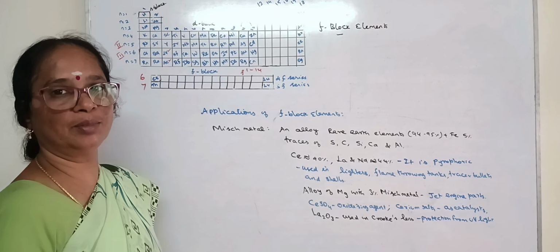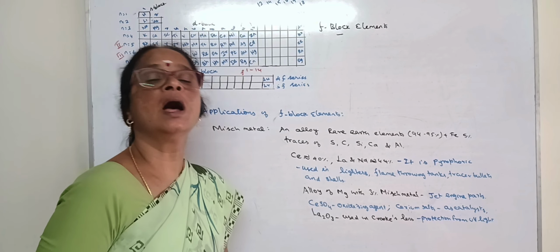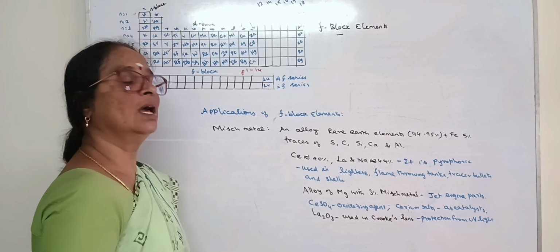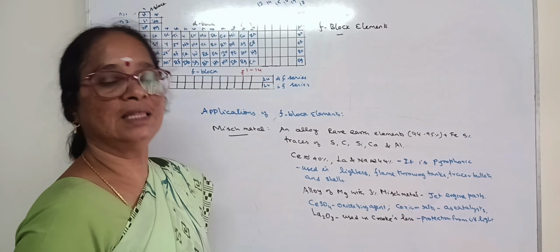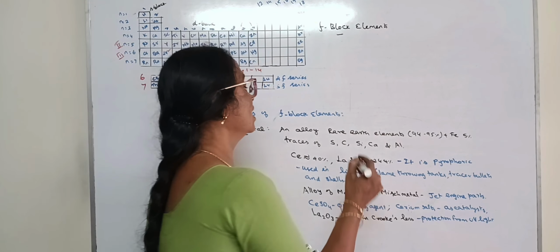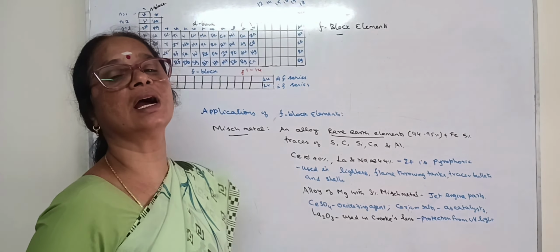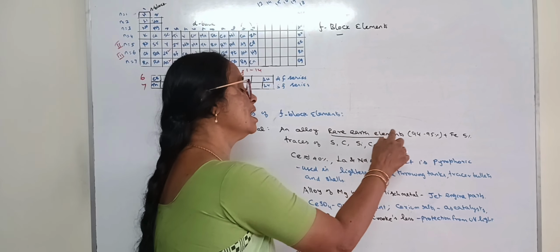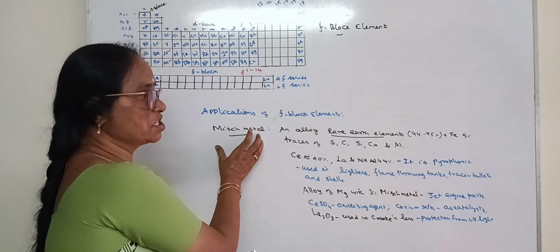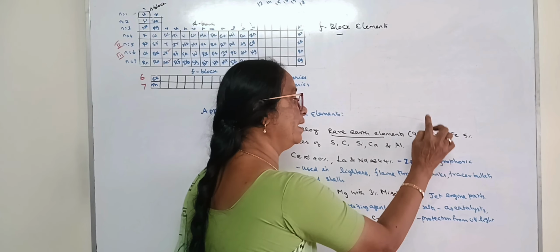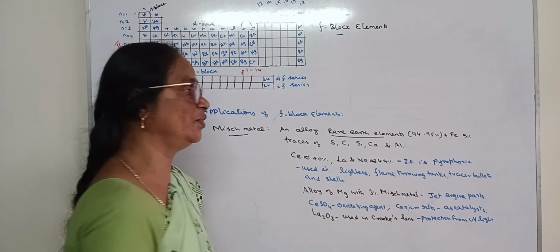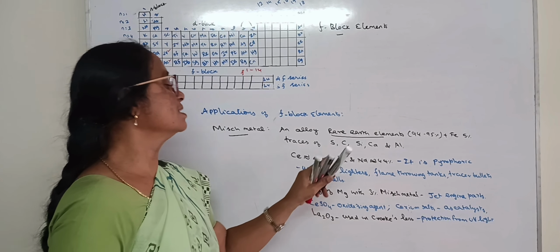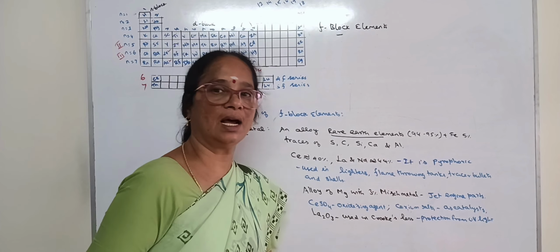Applications of f block elements. Here we are going to find out some applications of lanthanides and actinides. The first one is lanthanides, application of lanthanides: mish metal. The lanthanides are also known as rare earth elements. That means the occurrence of these elements in the earth's crust is very rare and hence they are named rare earth elements. In mish metal, lanthanides are present about 94 to 95% along with 5% of iron. Also, it contains some traces of sulfur, carbon, silicon, calcium and aluminium.